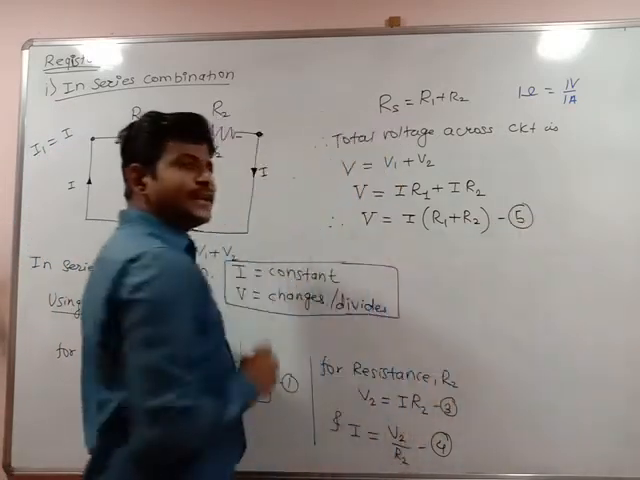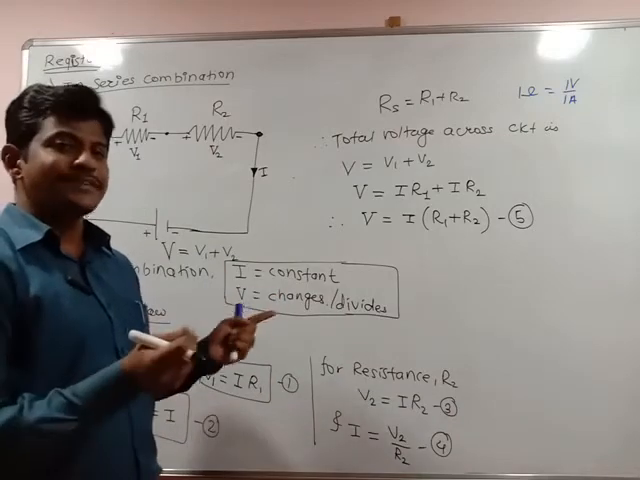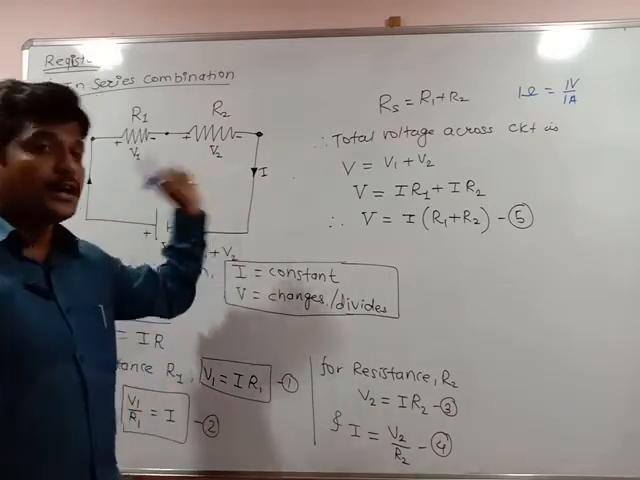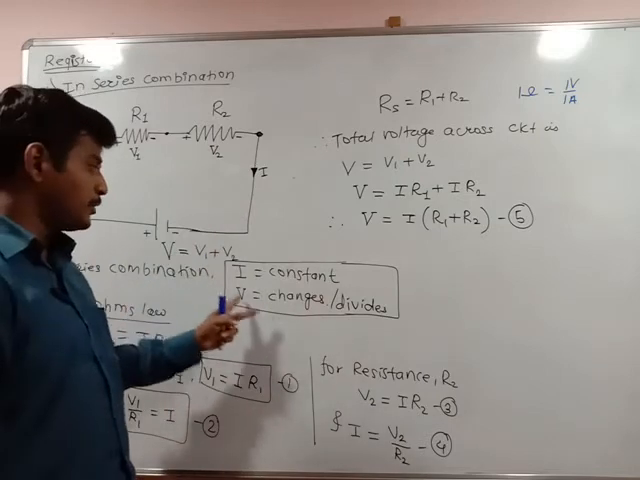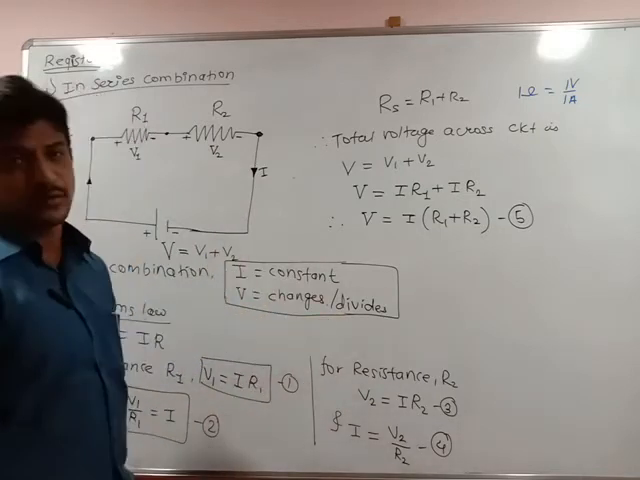Why are we adding voltage here? Why not current? Because current is constant. Voltage divides. That's why we add voltage in a series combination. See, this is a very important point: in series combination, voltage always divides and current is always constant.